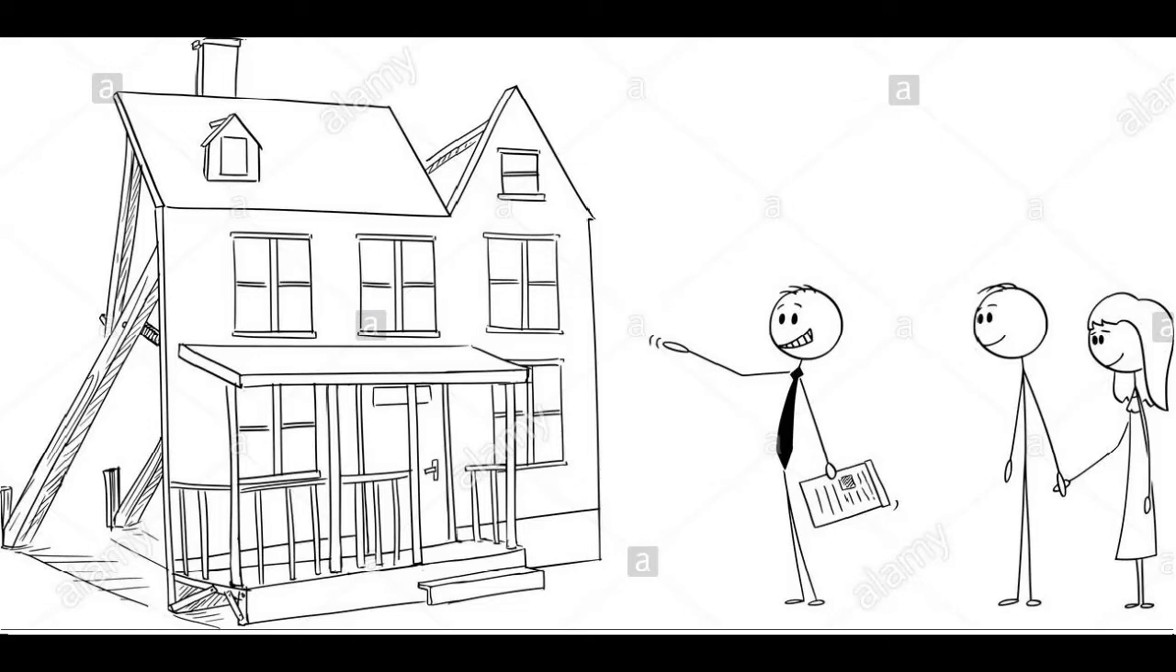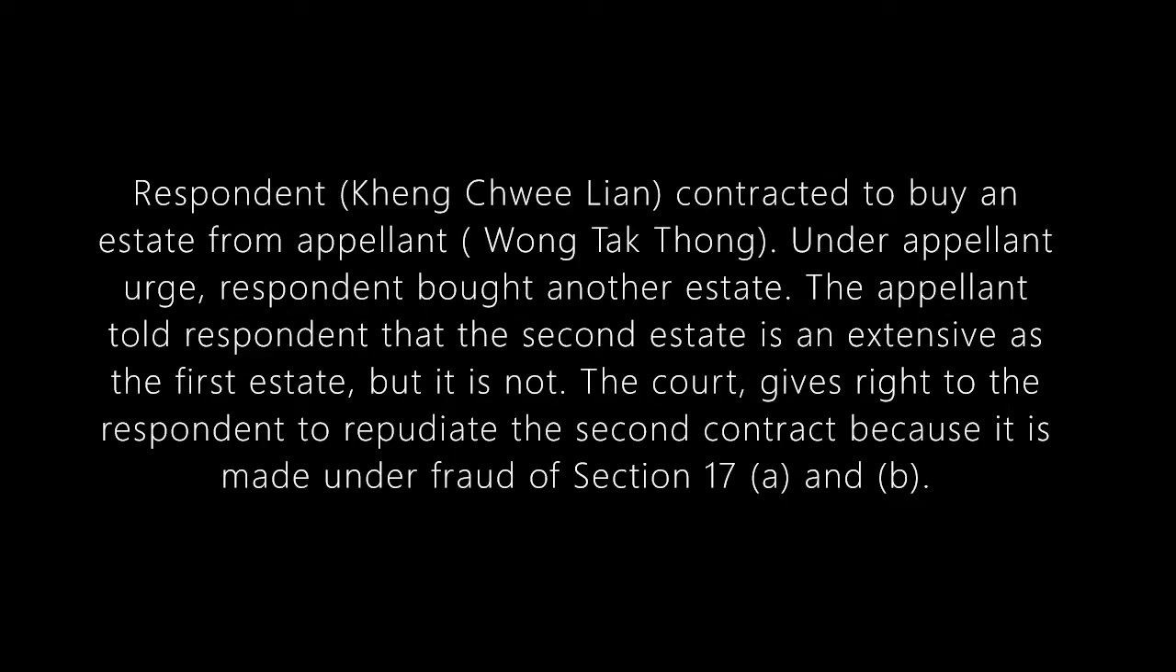Case 1. Keng Chuilian vs. Swang Tak Thong. The respondent, Keng Chuilian, contracted to buy an estate from the appellant, Wang Tak Thong. Under the appellant's urging, the respondent bought another estate. The appellant told the respondent that the second estate is as extensive as the first estate, but it is not. The court gives the right to the respondent to repudiate the second contract because it is made under fraud of Section 17 clause a and clause b.